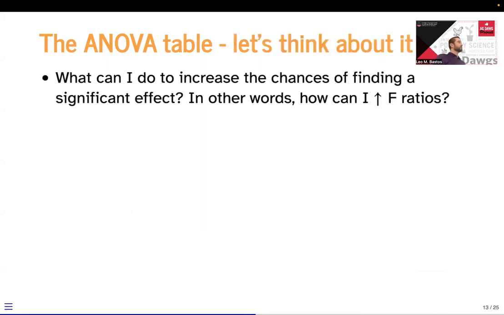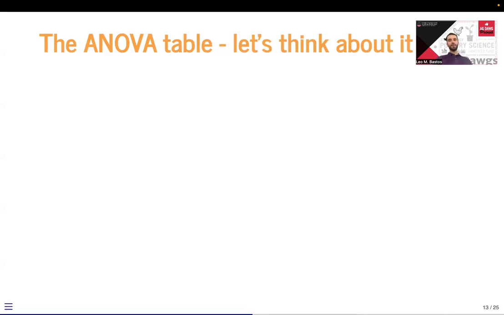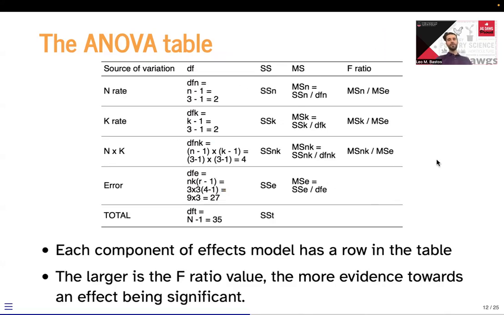Okay, so let's just take a moment and think about some of these things. I want you in your head to make some connections, and then we're going to talk about it. What can I do to increase the chances of finding a significant effect? Or in other words, what can I do to increase my F ratio? What can I do as a researcher to increase my F ratio and make sure I find a significant effect? I want to go back to the ANOVA so you can take a look at it. So how can I increase this number? Any thoughts here?